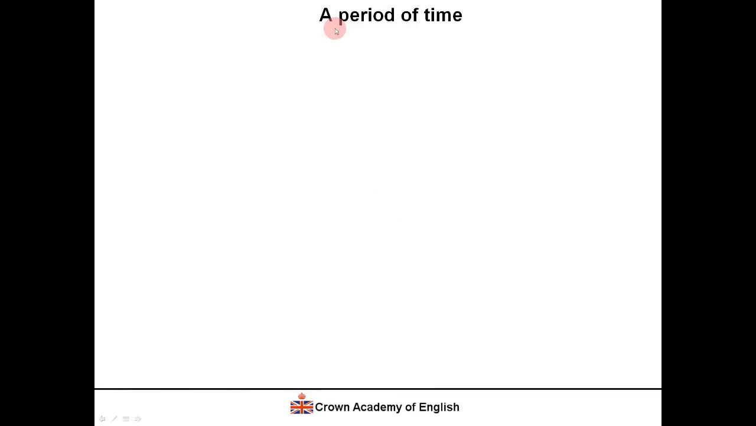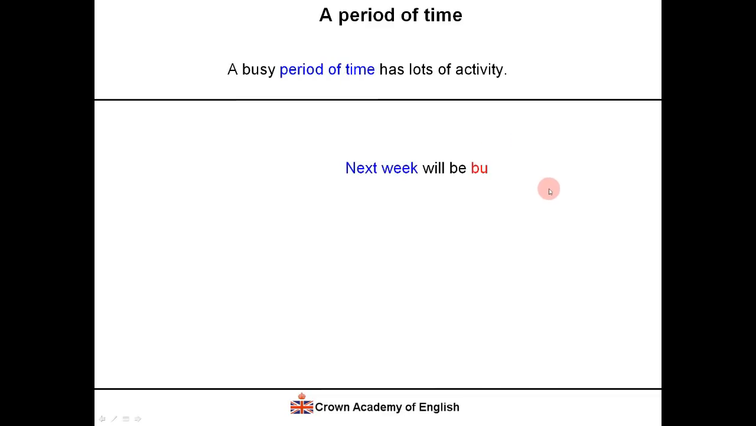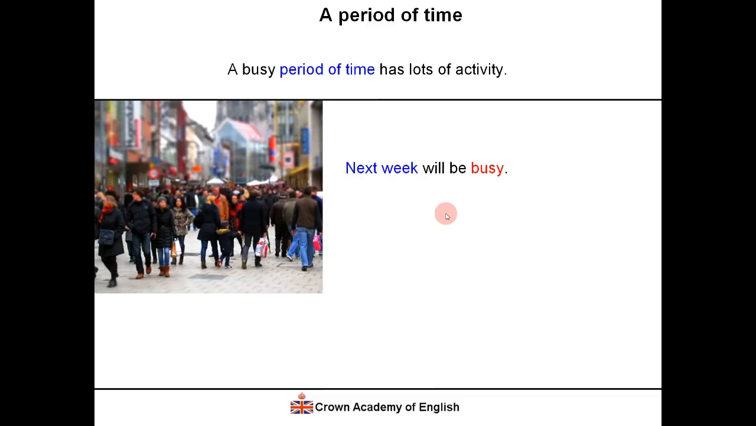Now, a period of time. So a busy period of time has lots of activity. So it's a period of time where lots of things are happening. Example, next week will be busy. Next week will be busy. So this means next week lots of things will be happening. There will be lots of activity. Another example, very common.